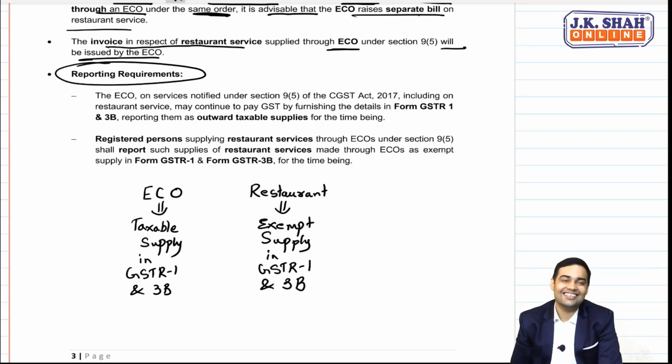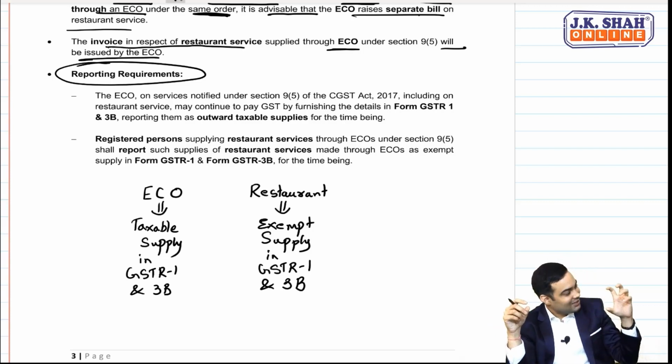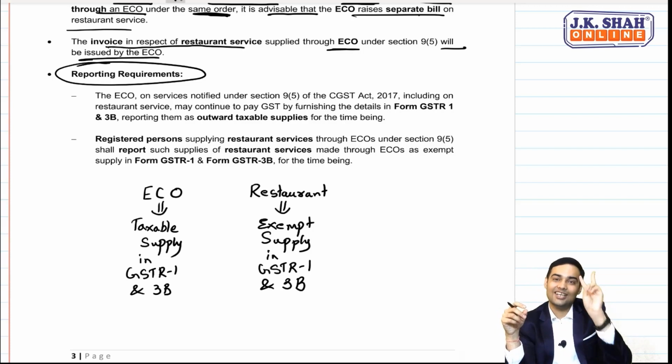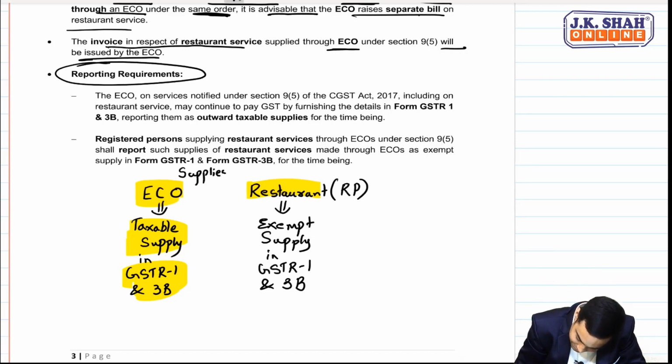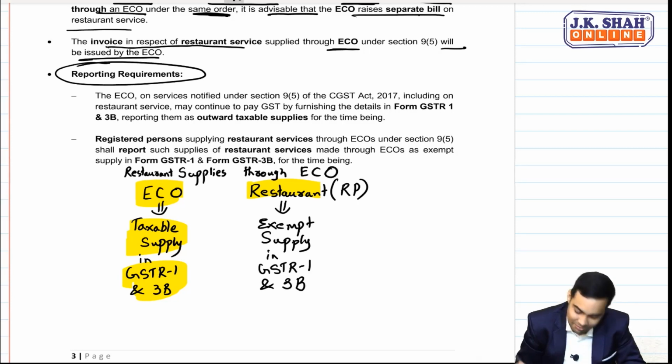In fact, in this advice, now I find one point very funny. One turnover is being reported in two GST returns. We are inflating our turnovers. I mean, for entire India, we are trying to increase, because something which is supplied through ECO, government has said report it at two places. ECO will report it as taxable supply under GSTR 1 and 3B. Restaurant, if it is registered, will report such supplies as exempt supply in 1 and 3B. This is for supplies through ECO. Restaurant supplies through ECO get reported at two places.